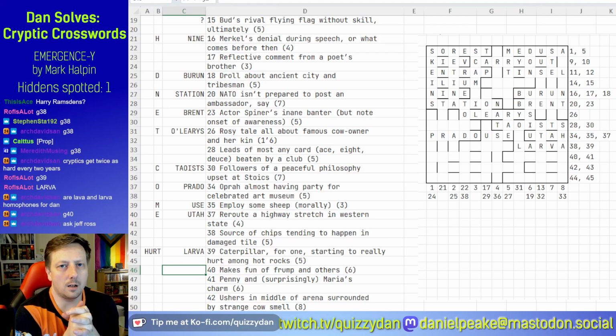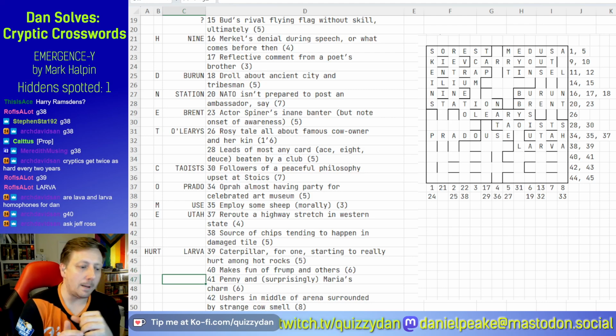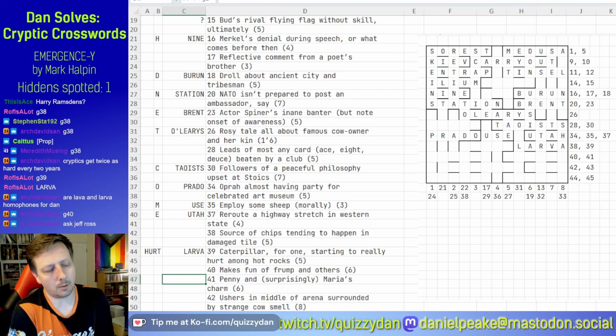Lava and lava. I've said lava without the R, and now lava with the R. They are homophones for me. 40, no idea. Gonna run away. 41, Penny and surprisingly Maria's charm.